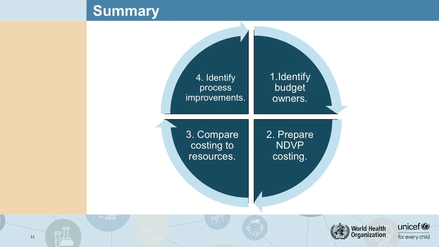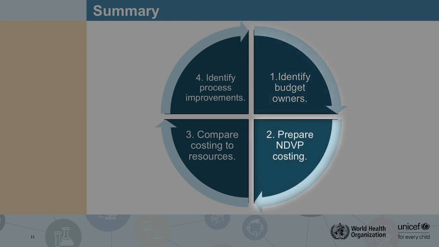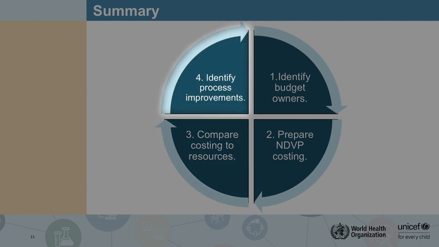To wrap up, the 4 key steps for budgeting the NDVP are: first, to identify the budget owners for the inputs that you need to budget; 2, to prepare the costing of the NDVP; 3, comparing the costing to available resources until there is a realistic budgeting for the NDVP; and finally, identify process improvements for the longer term.